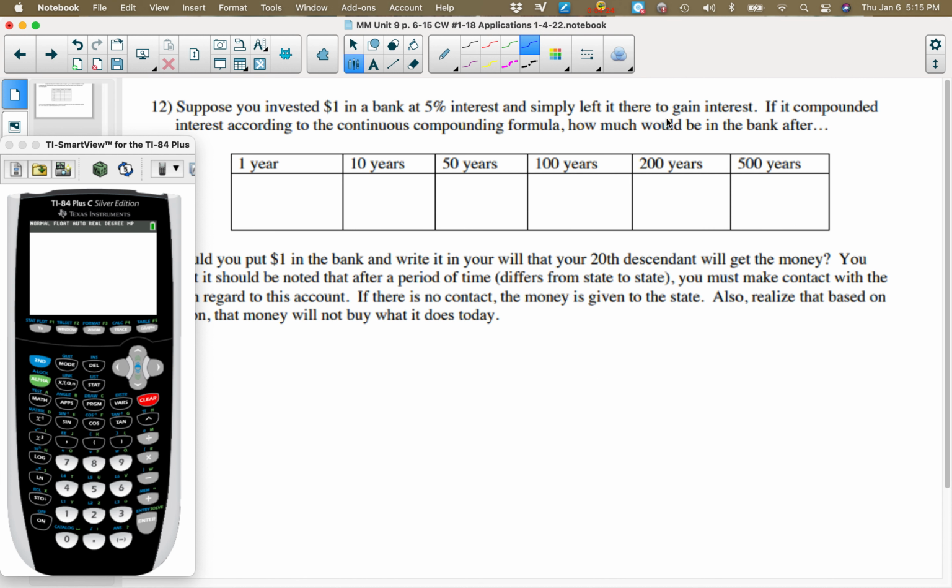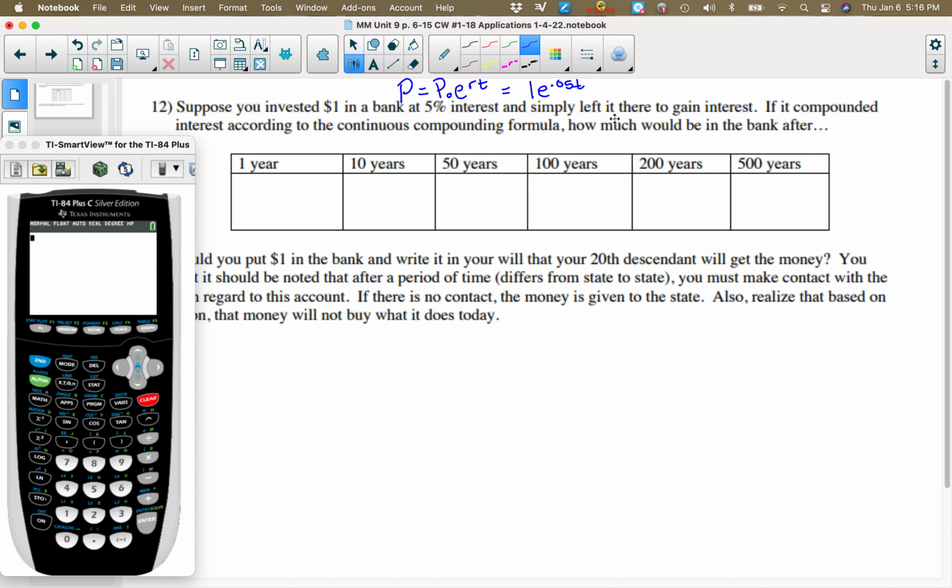So this next question says, suppose you invested $1 in a bank at 5% interest and simply left it there to gain interest. If it's compounded according to the continuous compounding formula, P equals P naught e to the rt, how much would be left in the bank after different amounts of years? So we're going to calculate. Let's break this down. P naught is $1, and then we have e to the 0.05, because that's the interest rate, times time.